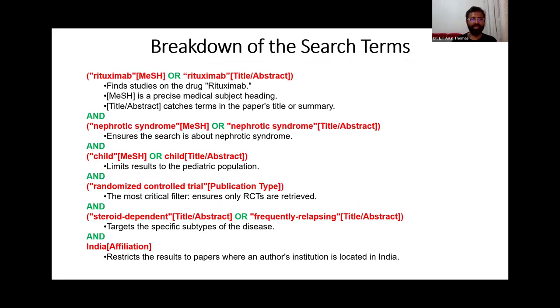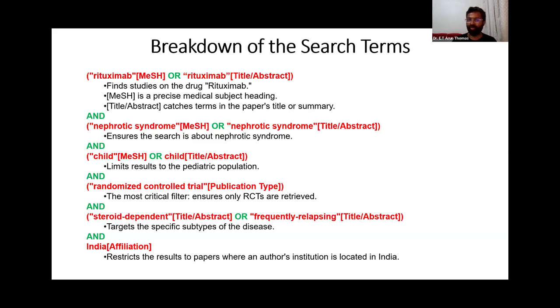So the first term will be rituximab. In the bracket I will write MeSH because it is a MeSH heading. Or I will just write rituximab, in bracket I will write title/abstract. So if the word rituximab is coming in the title, or if the word rituximab is coming in the abstract, it will get that article. It is an OR. And next I want nephrotic syndrome. Again, nephrotic syndrome as a heading or in the abstract. And child in the heading or abstract.